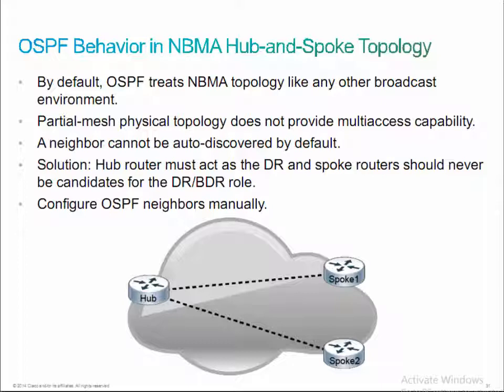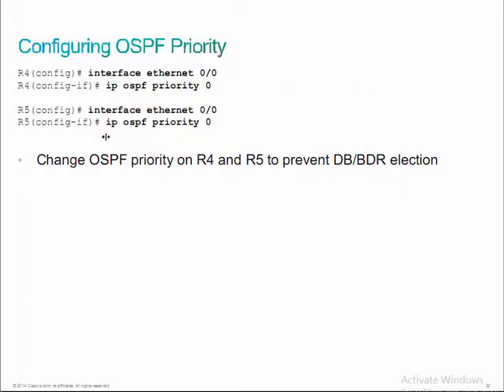Because this is technically a non-broadcast domain, we can't do automatic neighbor discovery, so we would have to configure our neighbors manually. This is what that would look like. I'm not going to do that configuration in our example, but this is what it would look like based on this topology. Spoke one and spoke two would be R4 and R5 respectively. We set the priority of the interfaces for those routers to zero, and we already know what that means: they're not going to be elected as the DR or the BDR. I'm not going to do that in our topology because we want that multi-access network to have the DR-BDR election process.